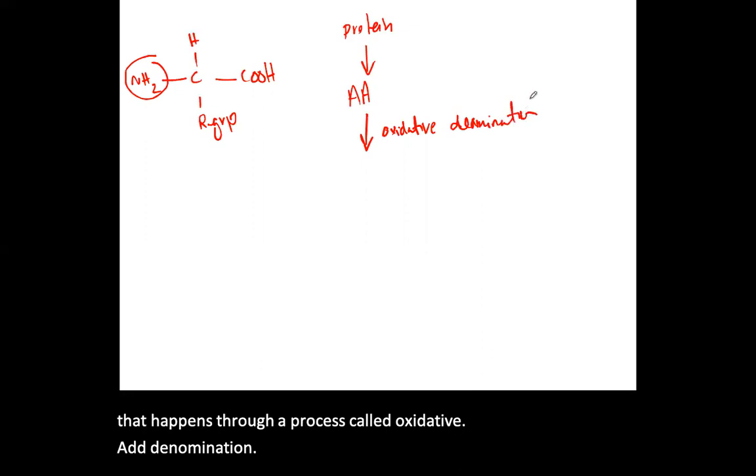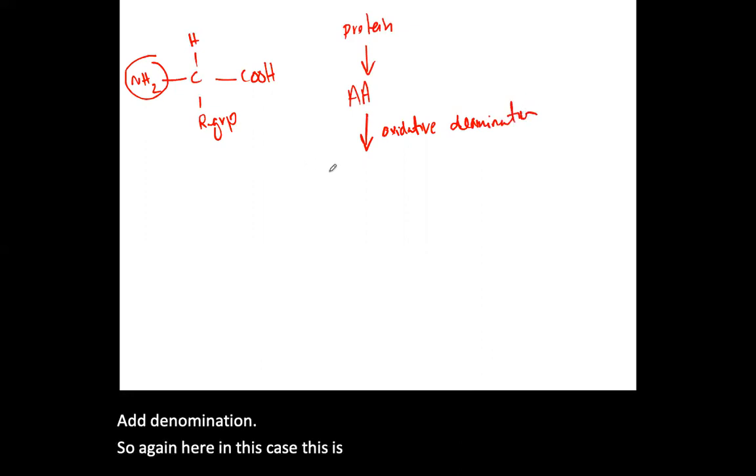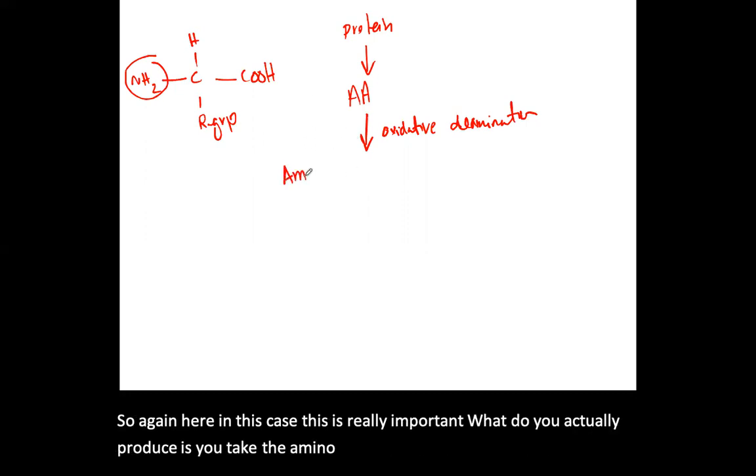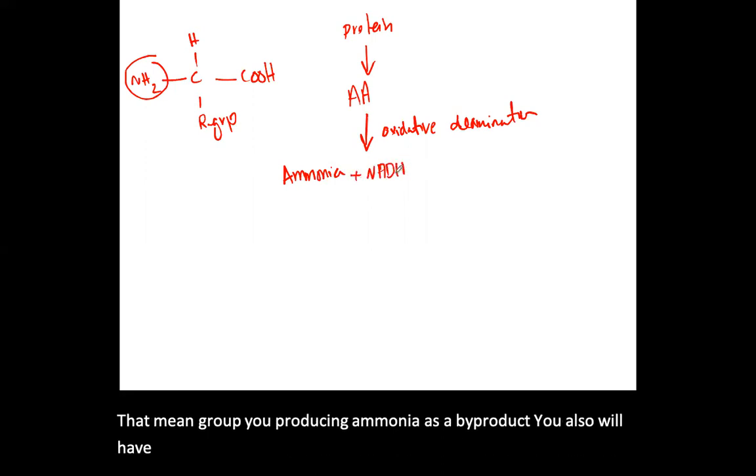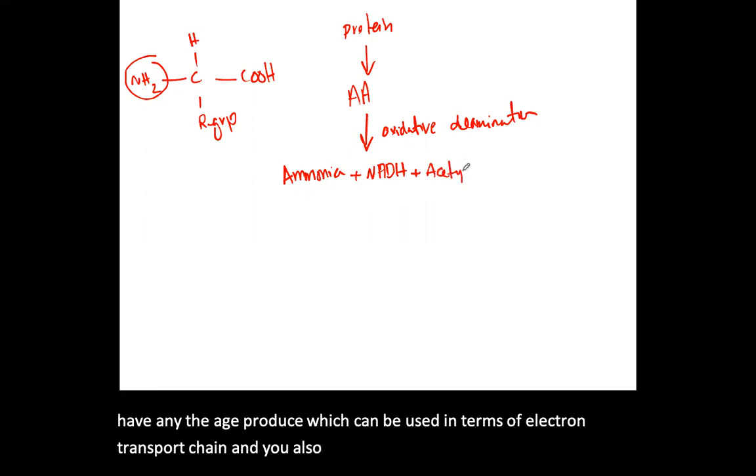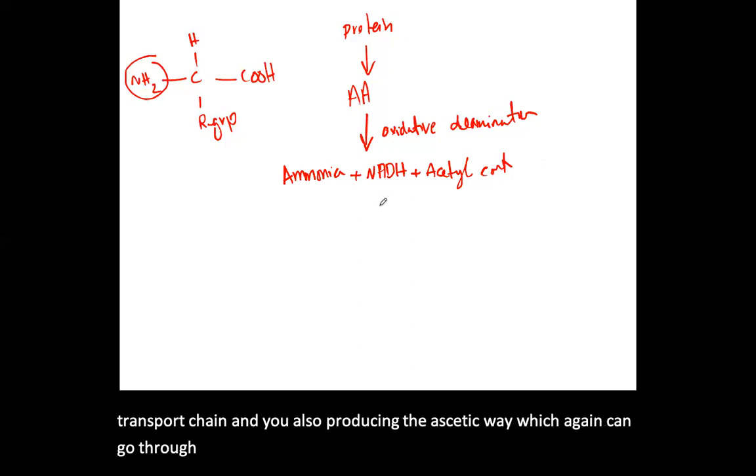So again, in this case, this is really important. What you actually produce is you take the amino acid, and by removing the amine group, you're producing ammonia as a byproduct. You also will have NADH produced, which can be used in the electron transport chain. And you're also producing acetyl-CoA, which again can go through the Krebs cycle and eventually the electron transport chain.